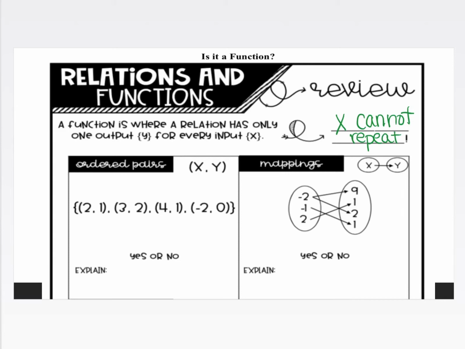Let's look at a few different representations of relations and functions. There are ordered pairs, mappings, tables, and graphs. For ordered pairs, you might be familiar with this as it looks like a bunch of points. So we can look at our ordered pairs, which are labeled in the format x, y, to determine if this relation is a function or not. We want to specifically look at our x values. Are there any x values that repeat? Here, there are no x values that repeat, so this is a function.